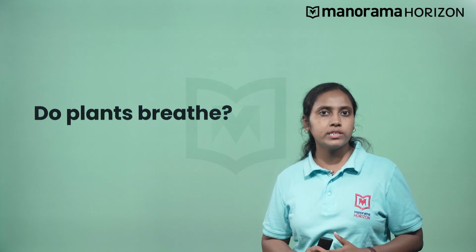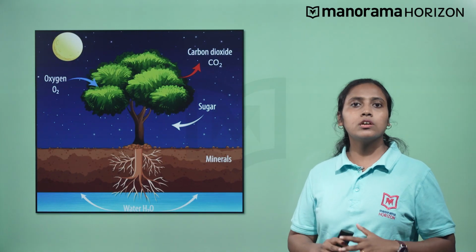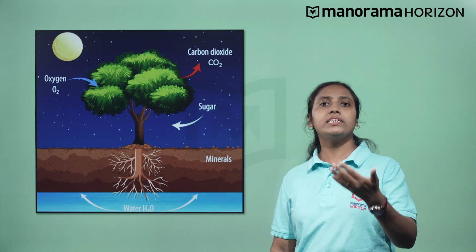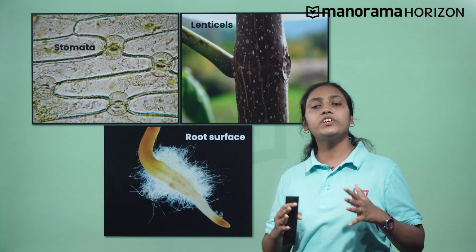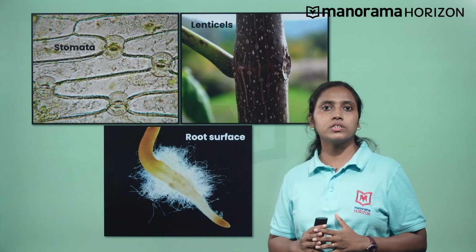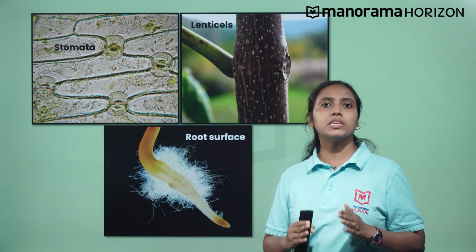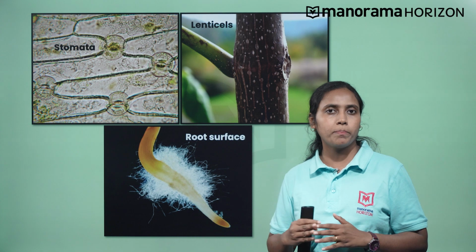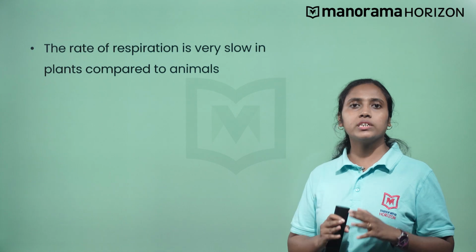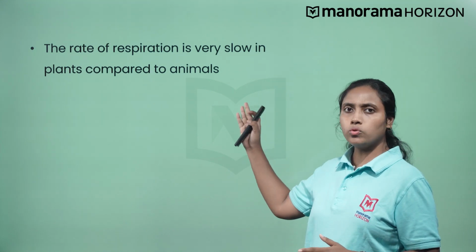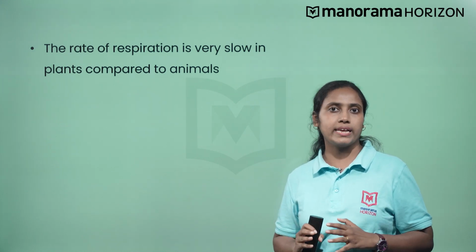Plants do not have special organs like animals for breathing. But plants require oxygen for the process of respiration and in turn give out carbon dioxide. Different parts of the plants have different structures to trap the oxygen from the atmosphere. It means that the transport of gases in plants is very less as each part of the plant fulfills its own gaseous requirements. The rate of respiration is very slow in plants compared to animals. Hence, the demand of gas exchange is also less.